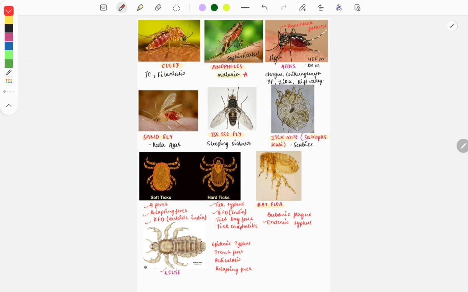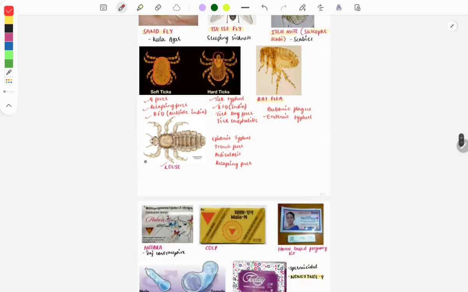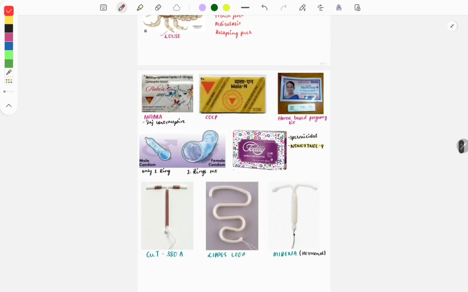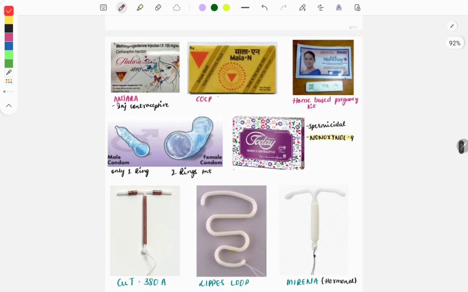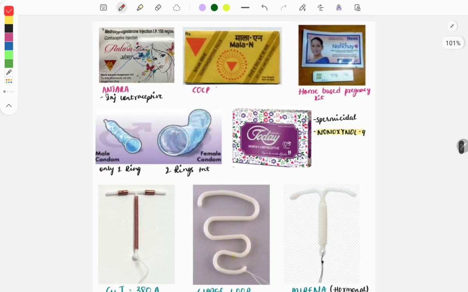Then let's also look at some important contraceptive images which are asked in relation to PSM. So contraception and emergency contraception is a very important topic from the FMGE point of view, because every year one or two questions are asked on this, and it is also asked in integration with gynecology. So let's look at some important images.